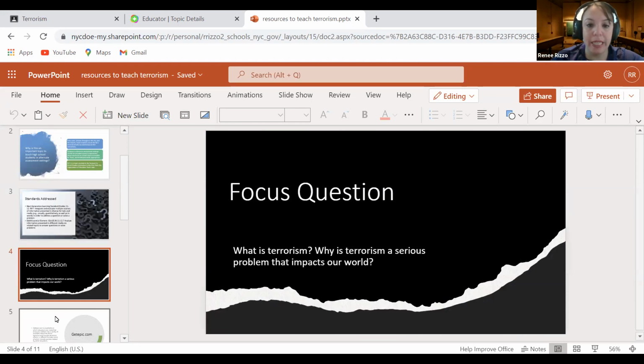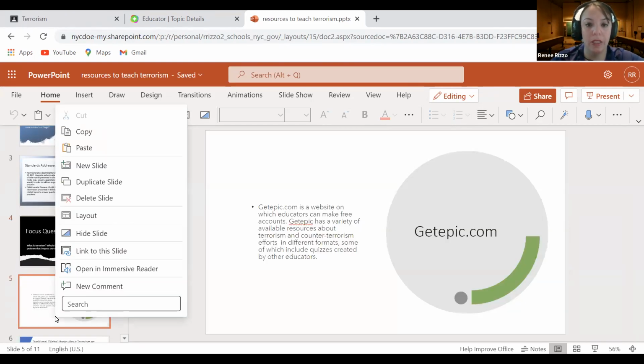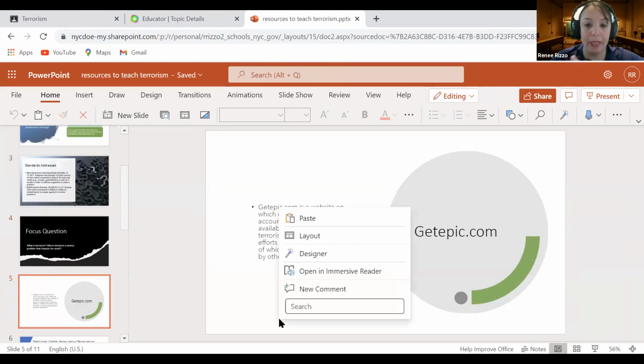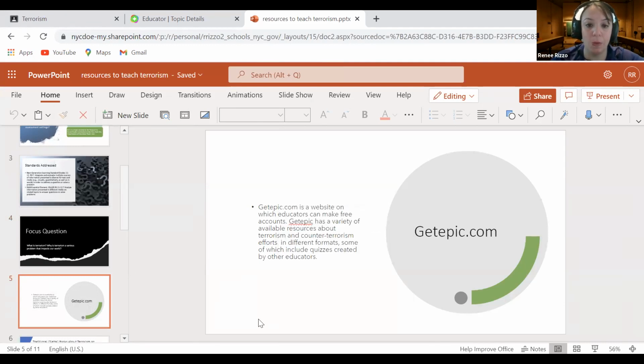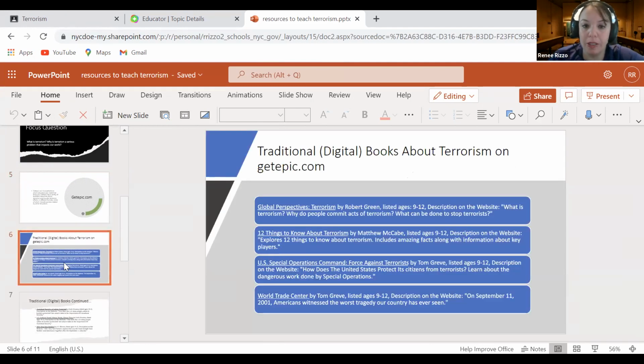Focus question. What is terrorism? Why is terrorism a serious problem that impacts our world? GetEpic.com is a website on which educators can make free accounts. GetEpic has a variety of available resources about terrorism and counterterrorism efforts in different formats, some of which include quizzes created by other educators. Traditional digital books about terrorism on GetEpic.com.